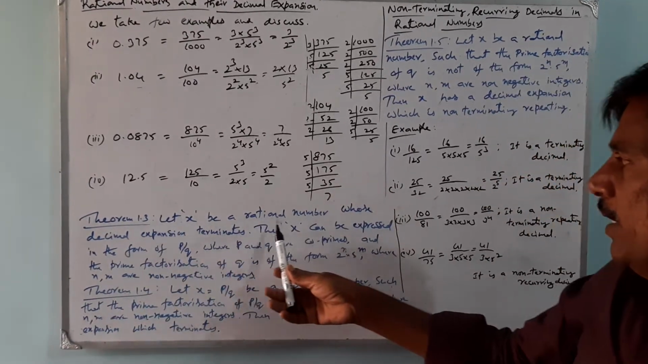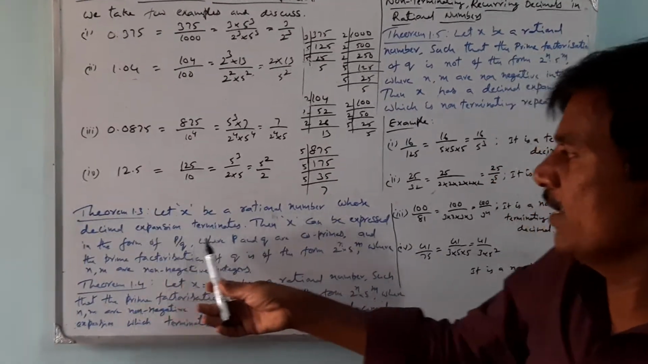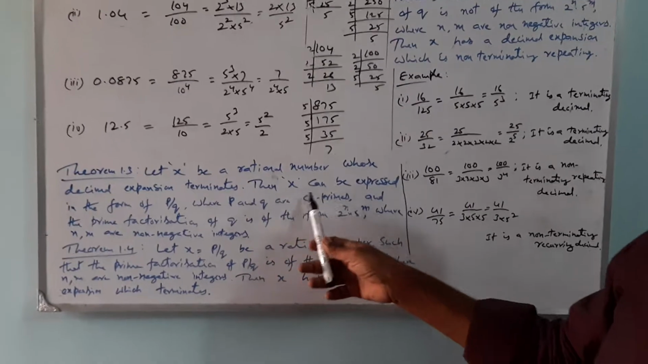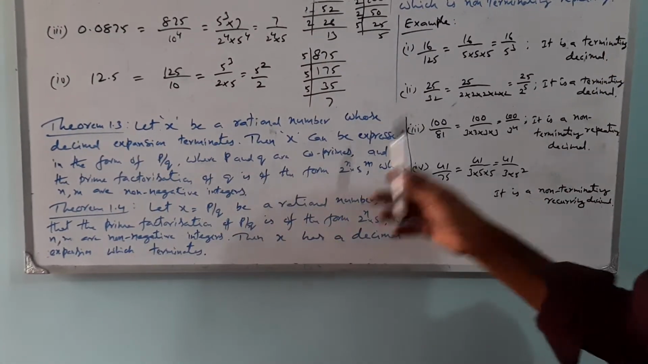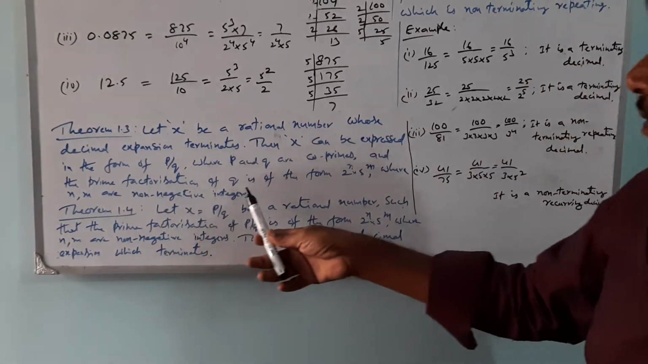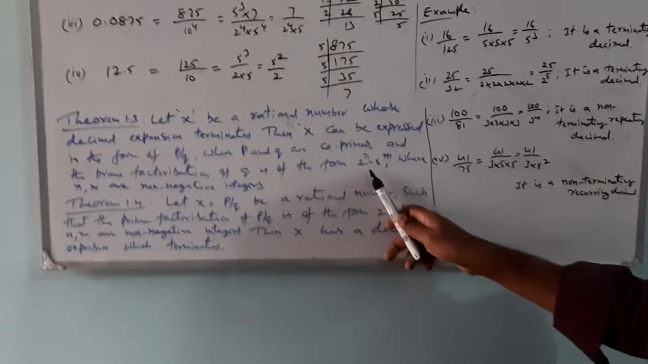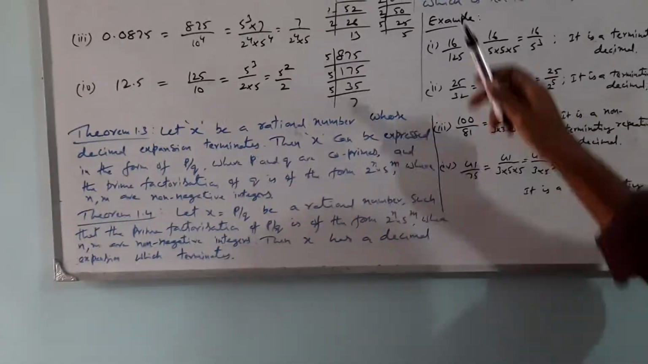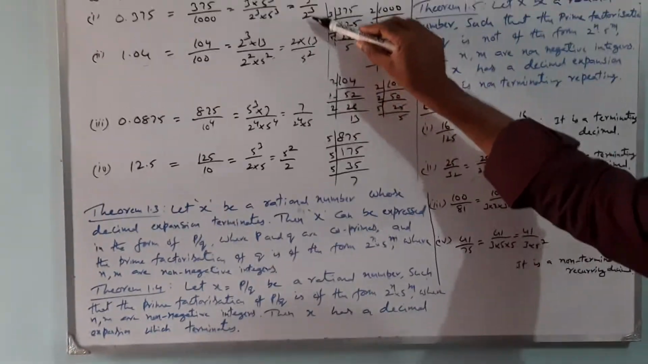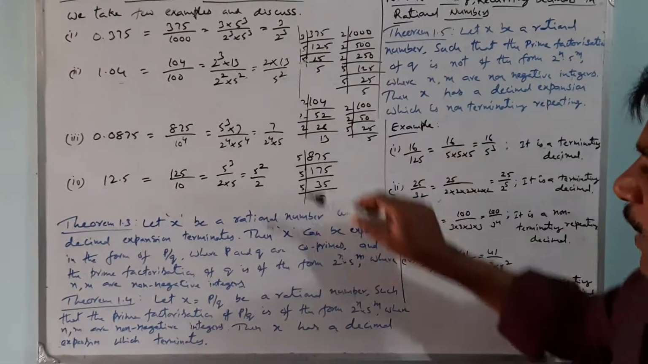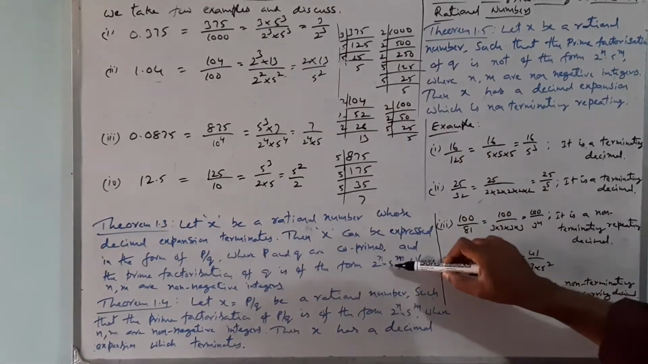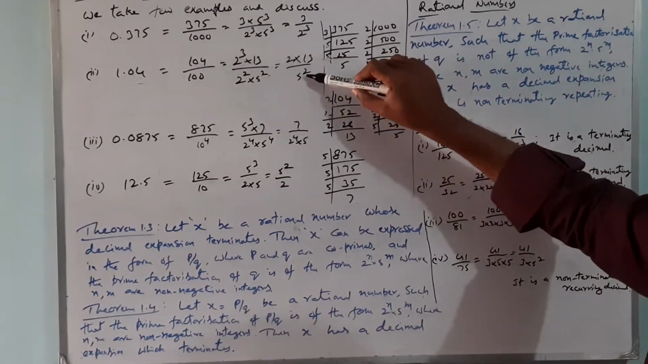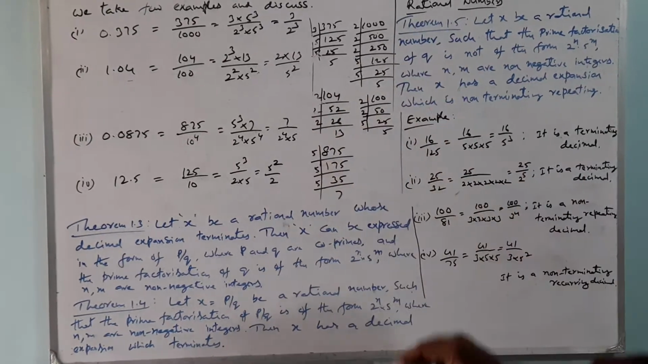Let x be a rational number whose decimal expansion terminates. Then x can be expressed in the form p by q, where p and q are co-primes, and the prime factorization of q is of the form 2 power n into 5 power m. Only it contains 2 and 5 as prime factors. This means the denominator contains only 2 and 5 as prime factors.